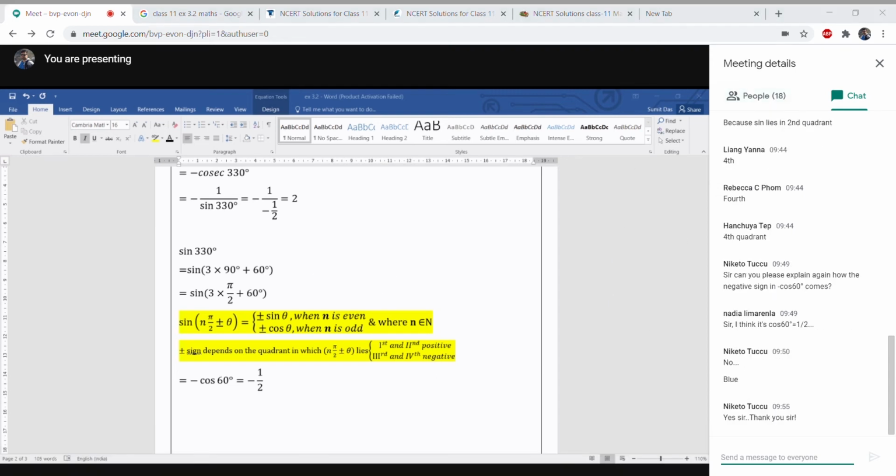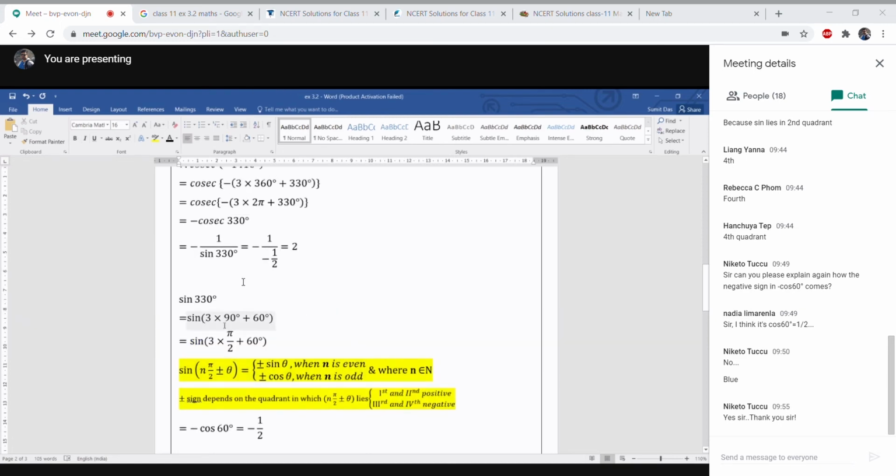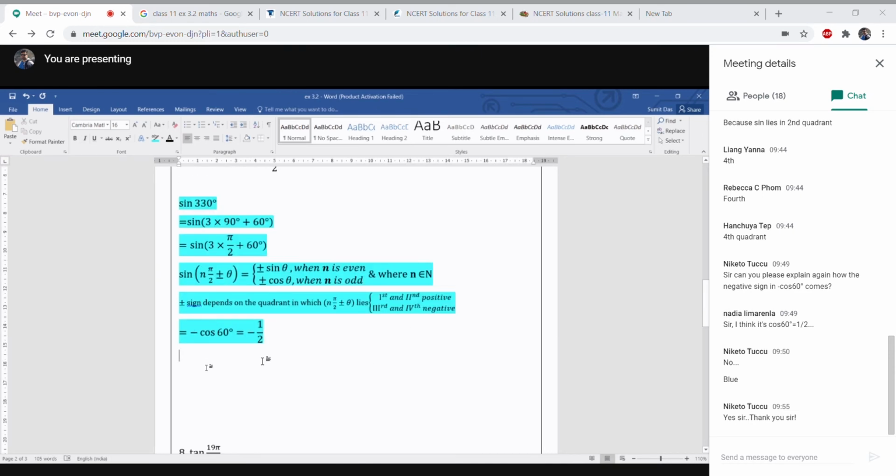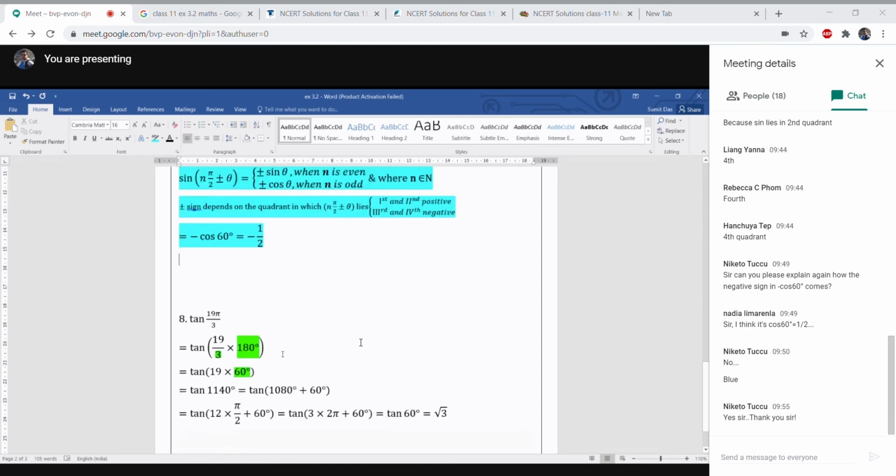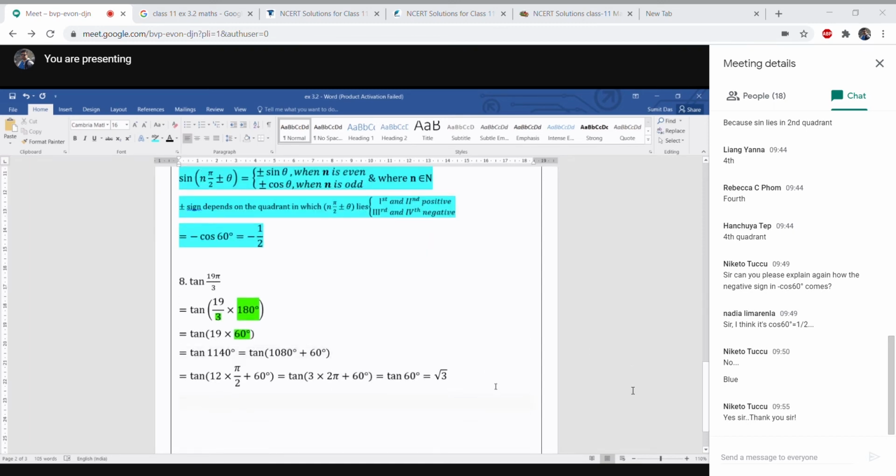Okay, you must see the notes. As I told, this whole portion you must do in rough. Understood? So questions 7 and 8 we did last day. Next I'm doing question number 9. Question number 10 will be homework.